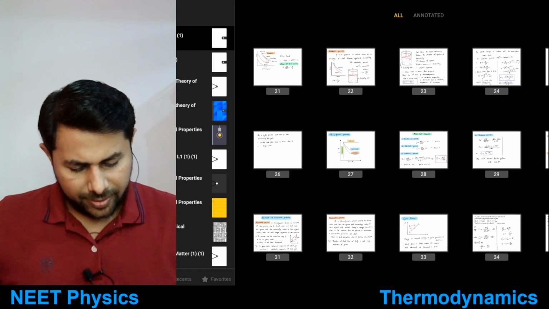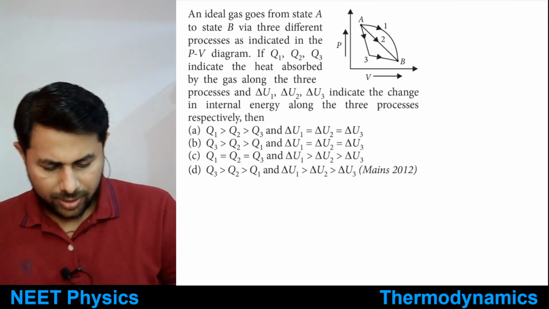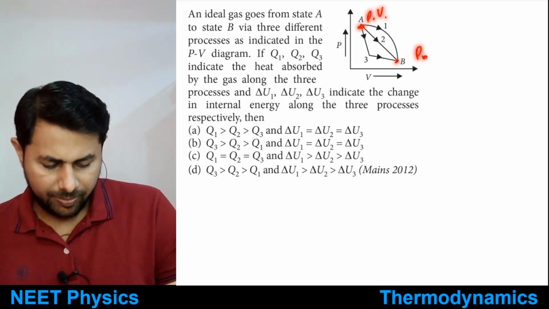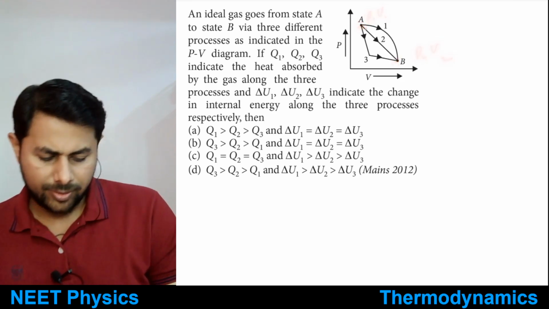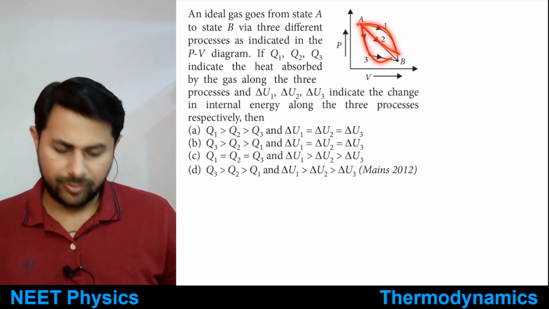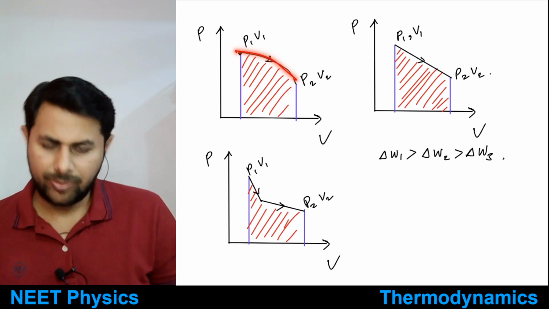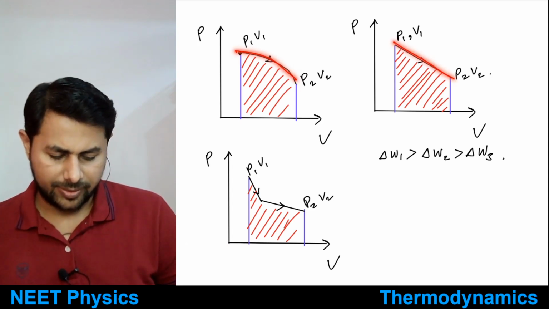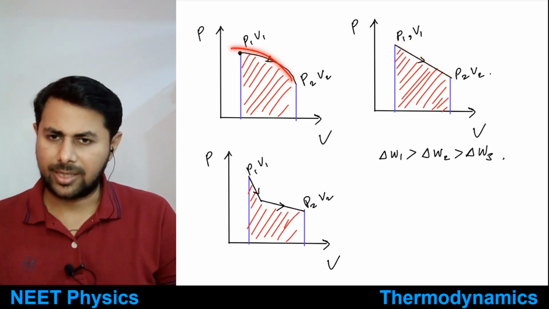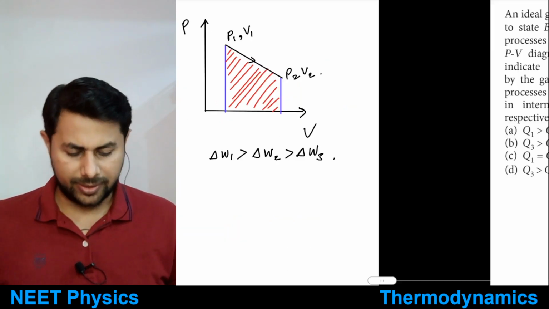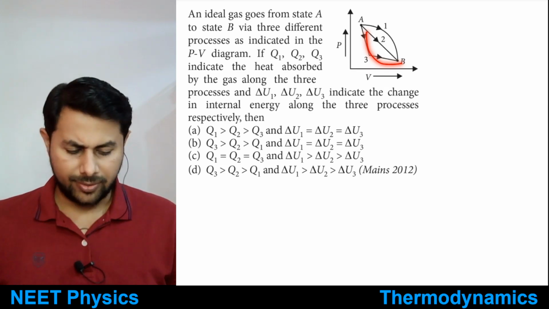Let's go back here once again. Suppose pressure and volume here are P1, V1, and pressure and volume here are P2, V2. So it changes along these three paths, 1, 2, 3. For the first case, the graph would be like this. Second case, the graph would be like this. And in the third case, the graph would be like this.